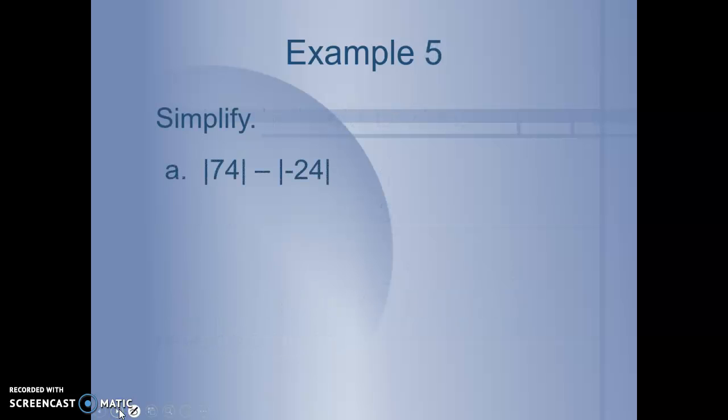Let's try to simplify these problems. The absolute value of 74 minus the absolute value of -24. Well, that just gets rewritten as 74 minus 24 once we find the absolute values, and then we can combine those two numbers and find out that our answer is 50. Try this one. 82 minus 31.